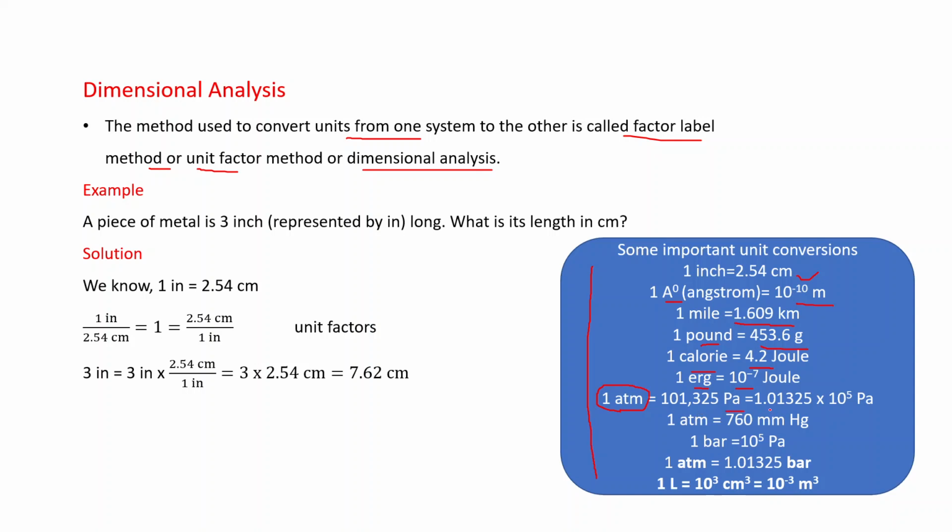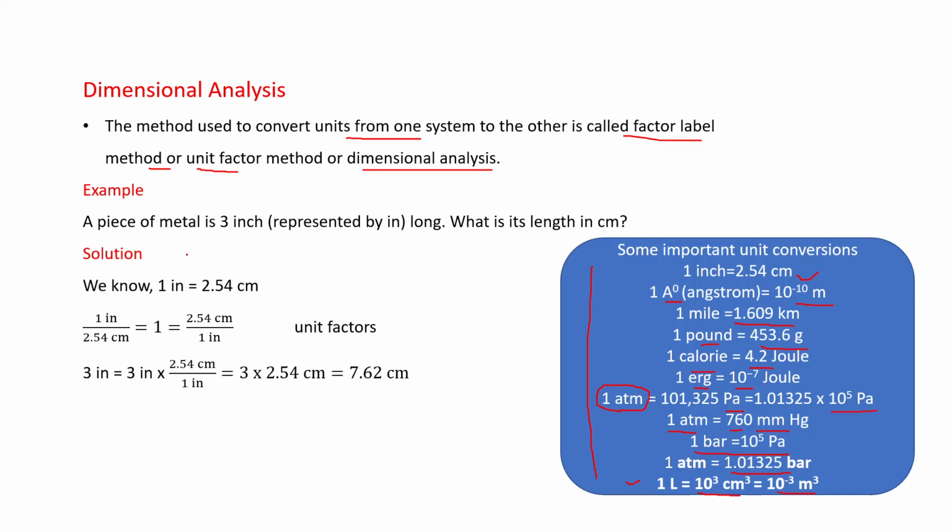1.01325 into 10 to the power 5 Pascal. 1 atm is also equal to 760 mm of mercury, millimeter of mercury. 1 bar is equal to 10 to the power 5 Pascal, and 1 atm is equal to 1.01325 bar. And this is the volume: 1 liter is equal to 10 to the power 3 centimeter cube, and that is equal to 10 to the power minus 3 meter cube.